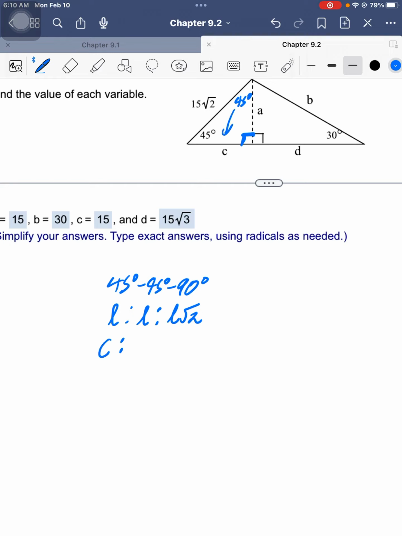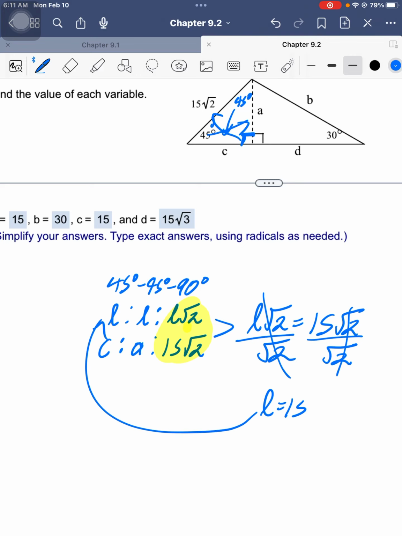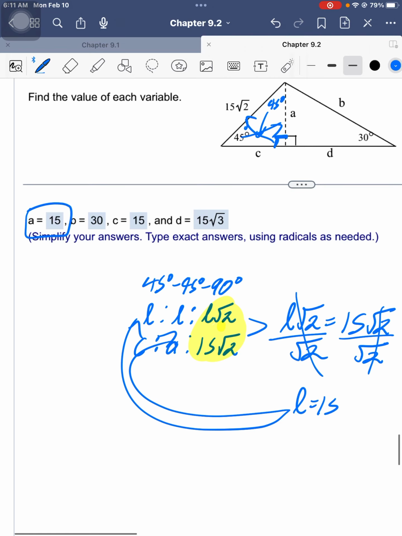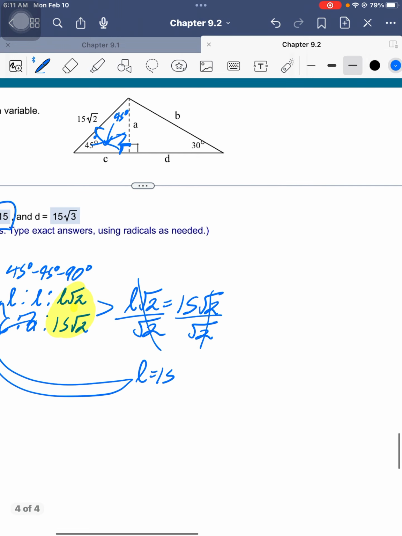So what is corresponding to this is C. Corresponding to this one is A. And corresponding to this is 15 square root of 2. So we got to set these equal to each other. L square root of 2 is equal to 15 square root of 2. Oh, look at that. They cancel. So what is L? 15. So if L's 15, then that means A and C also have to be 15. So 15, 15.